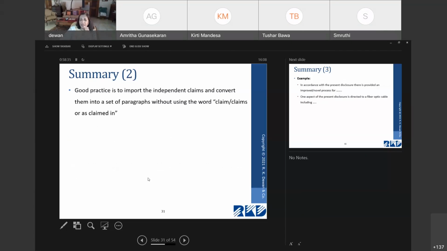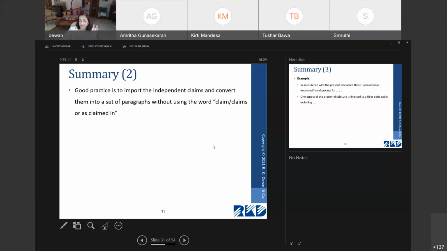A good practice, again a practical tip, is to import the independent claims and convert them into a set of paragraphs, because as you may know, the language of the claims is different. You have to write one claim in one sentence. So the language of the claim will be different. Here you can import the claim and rewrite it, convert it into a set of paragraphs without using the words claims or as claimed in. So you need to develop that expertise, how to convert the claims to summary. But basically, it's a good practice.